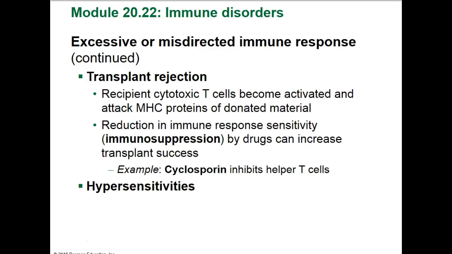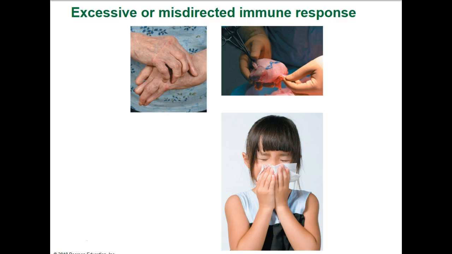Now, unfortunately, if you get some kind of transplant, these immune reactions also work against the transplant, so you can have rejections. The recipient's cytotoxic T cells can become activated and attack the MHC proteins of the donated material. Reduction in the immune response, or immunosuppression by drugs, can help in this case. For example, we can use cyclosporin to inhibit helper T cells. You can also have hypersensitivities in relationship to that.